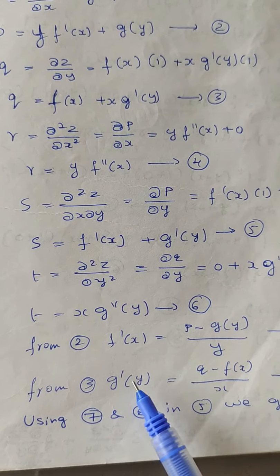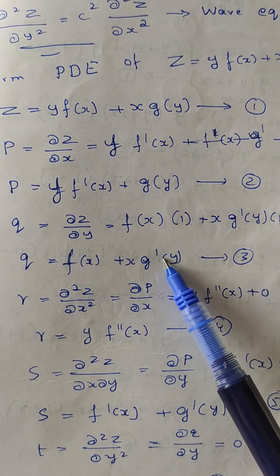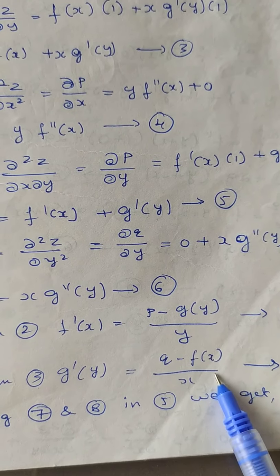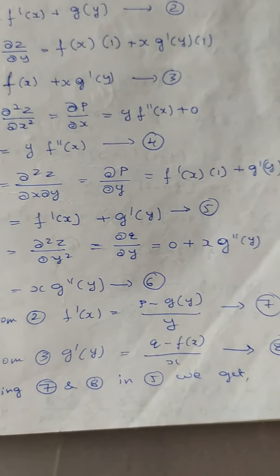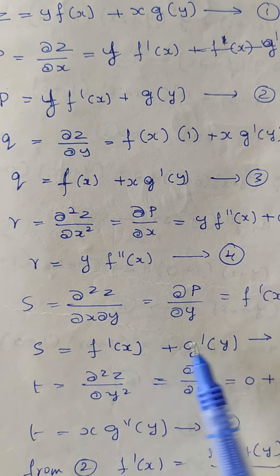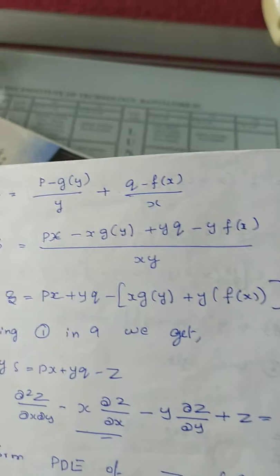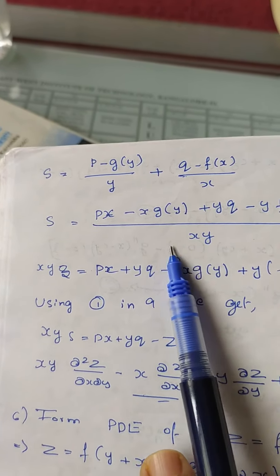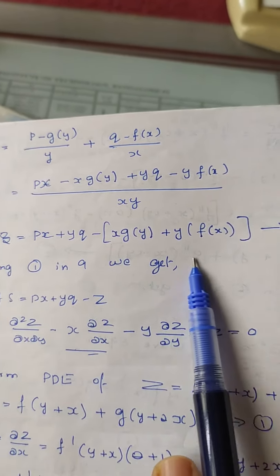This one. And from this equation, find G dash. G dash is Q minus F of X divided by X. Okay. Say these two are equation number 7 and 8. Using 7 and 8 in 5, in 5 we have F dash and G dash here. Substitute here and simplify. See here, cross multiply it and simplify it. Then again cross multiply, you get this one.